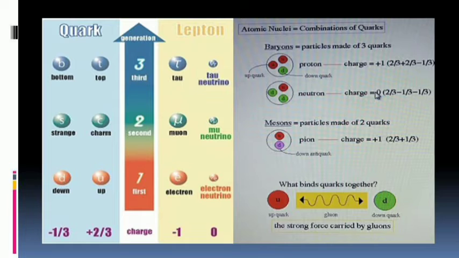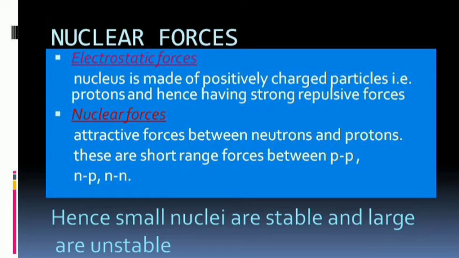Now, which thing binds the nucleus? Because as we know, in the nucleus there are many repulsive forces. Due to the presence of a huge number of protons, the nucleus is quite unstable. So which type of forces bind the nucleus? We can say that nuclear forces are responsible for binding the nucleus. So what are these forces, and what is the reason for the stability or instability of the nucleus?